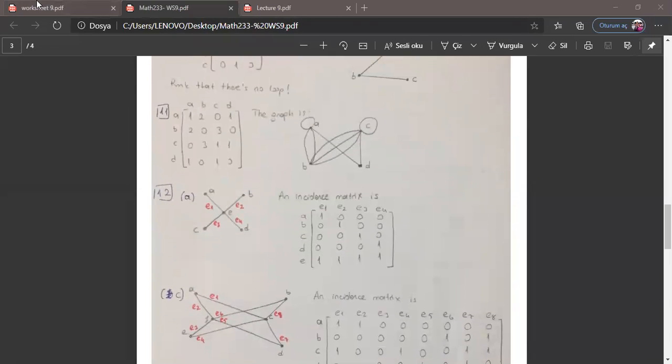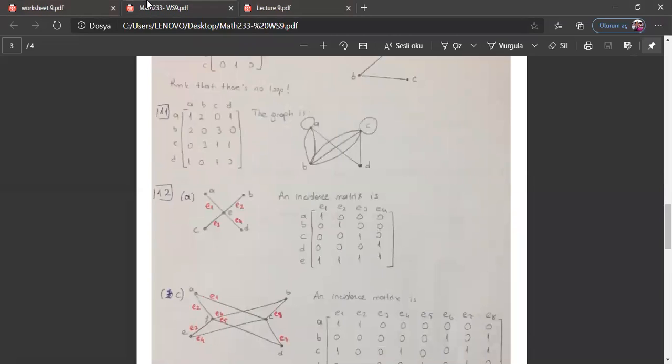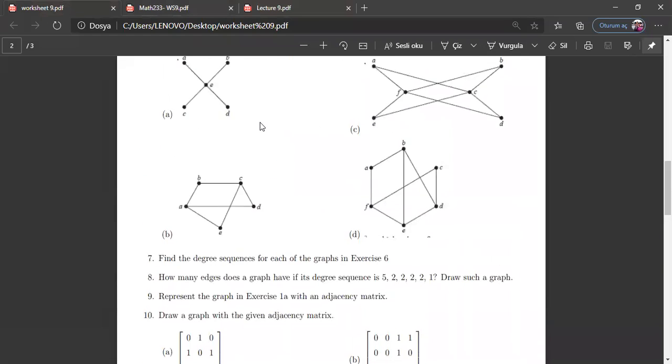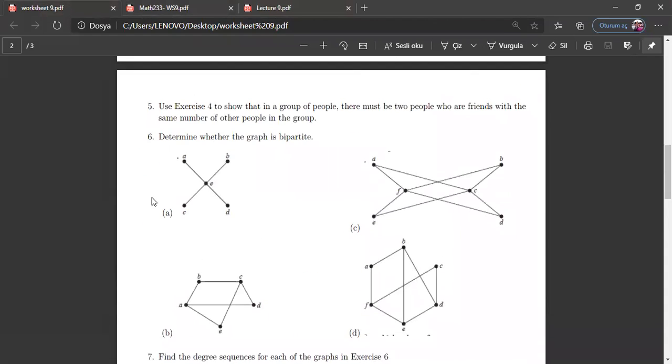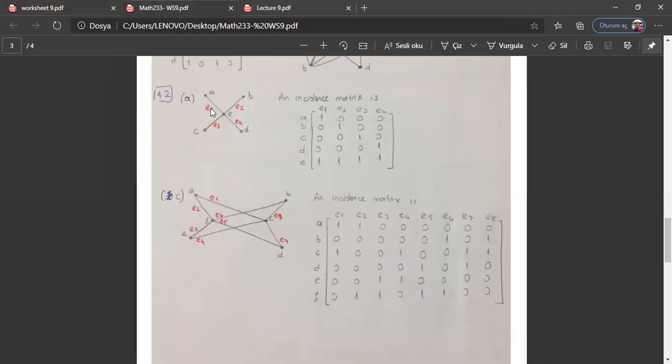Now 12. We now use the incidence matrix to represent the graph. We will use the graph in the 6th exercise. So here we will only find this one, both of them, A and C. So here we have this graph.